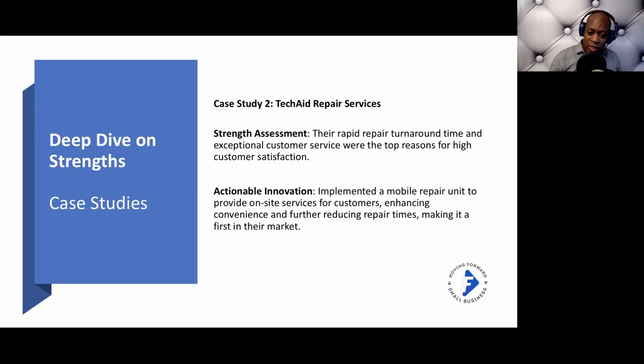So they're taking action. So what action did they take? They implemented a mobile repair unit to provide on-site services for customers, enhancing convenience and further reducing repair time, making it a first in their market. So now they took their brick and mortar store and made it mobile. Okay, so again, taking that next step to continue to build on a pre-existing strength.